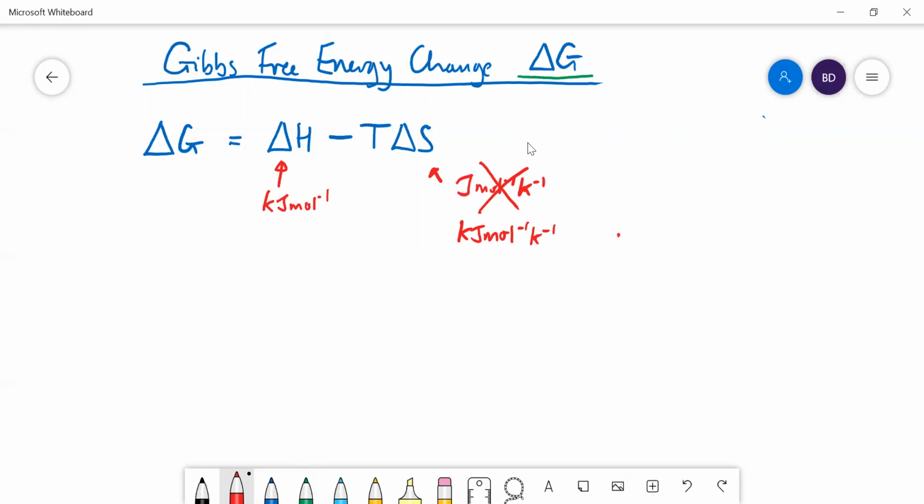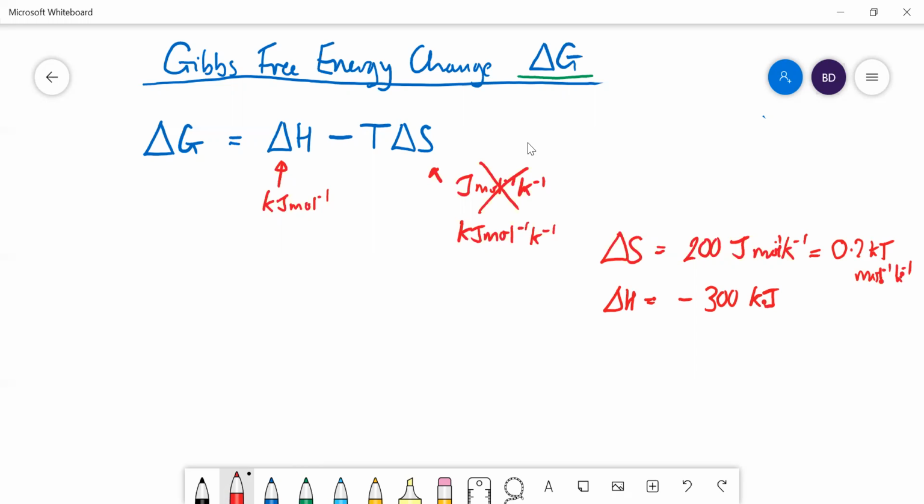A typical value of delta S for a reaction might be something like 200 joules per mole per Kelvin, whereas the typical value for delta H might be like minus 300 kilojoules. So we do need to convert our delta S, which would be equal to 0.2 kilojoules per mole per Kelvin. It's important to convert that.